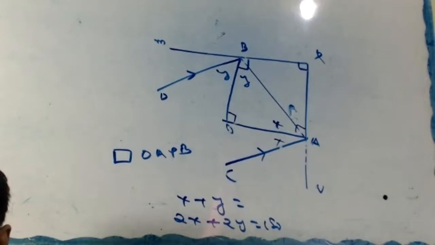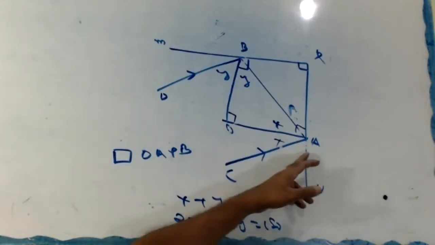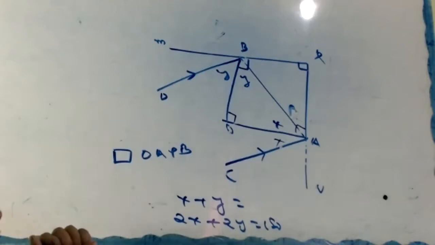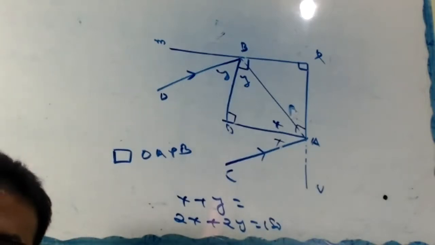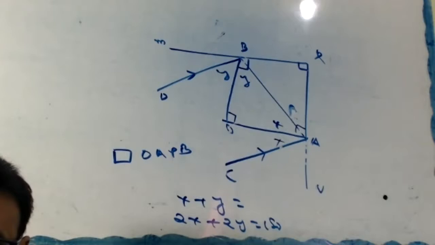Up to here, finished or not? Okay. Similarly, angle ABO equal to angle OBD equal to y. Anyone have doubt up to here? Okay. Is it okay now?